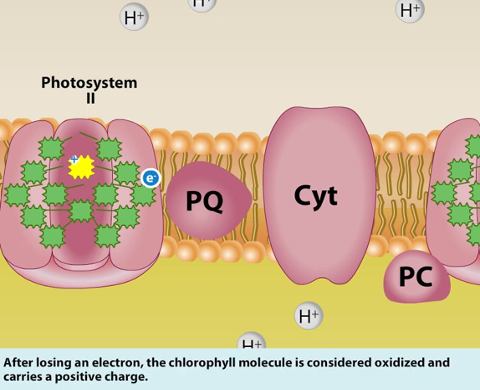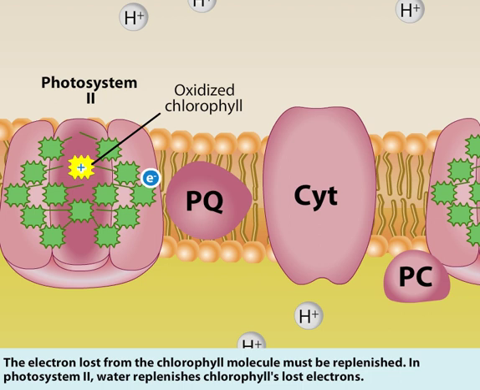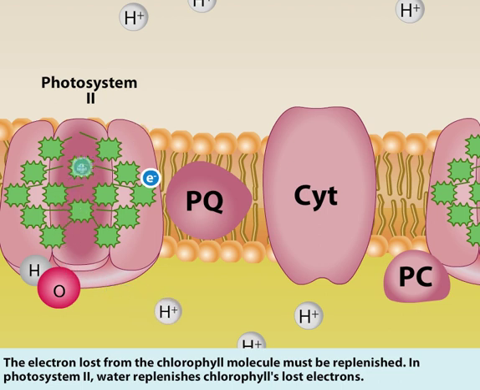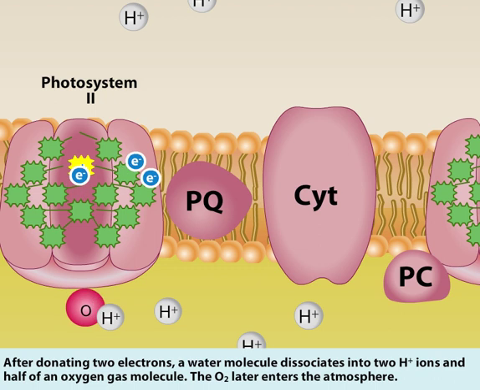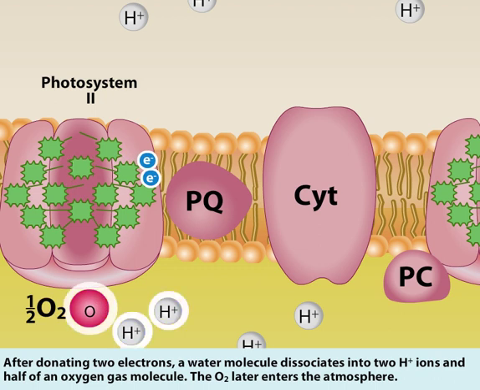After losing an electron, the chlorophyll molecule is considered oxidized and carries a positive charge. The electron lost from the chlorophyll molecule must be replenished. In photosystem 2, water replenishes chlorophyll's lost electrons. After donating 2 electrons, a water molecule dissociates into 2 hydrogen ions and half of an oxygen gas molecule. The oxygen later enters the atmosphere.